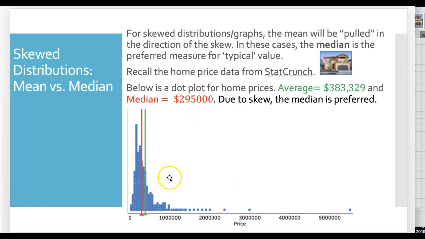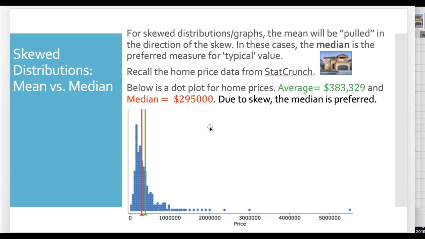So if we look at what we created, the average home price in San Luis Obispo County, I believe, was 383,000, but the median is 295,000. So we have two measures of center. Which one do we want to use? Well, this is obviously highly skewed, and there are outliers, so we're going to use the median. The median is a much better representative of the typical home price in this area. And if you compare these, it's almost $100,000 difference.